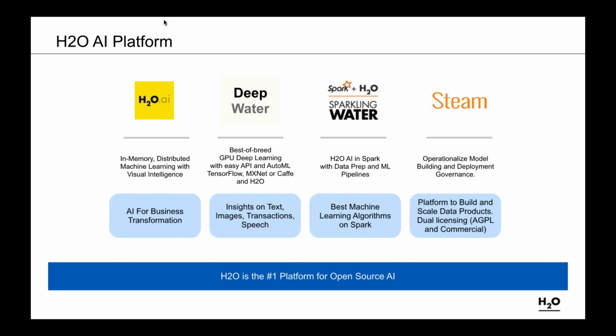And also we have Sparkling Water. Sparkling Water is our H2O integration with Spark. And last but not least, we also have Steam, which is our software for operationalizing data science in your enterprise infrastructure. And you can compare models and deploy models from within Steam.